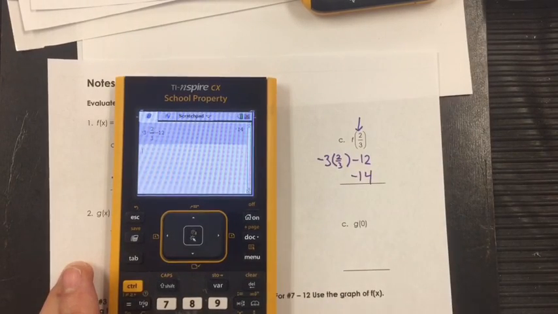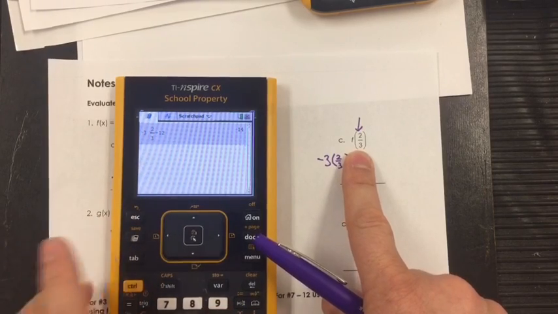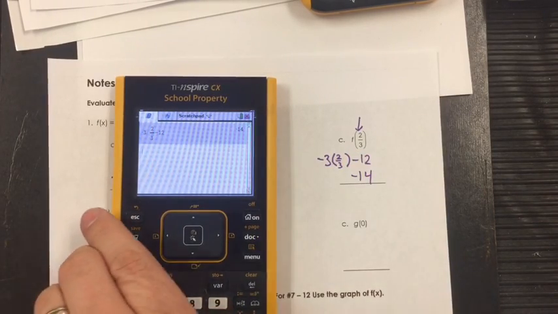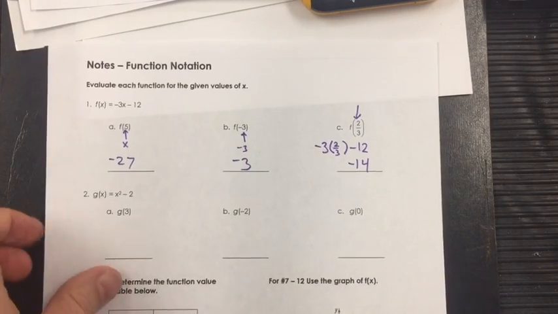So you guys see, even when you get something weird like a fraction, it's not a big deal when you have this calculator tool and you know how to use it. Okay, so that's number 1 all filled out. We're going to do number 2.